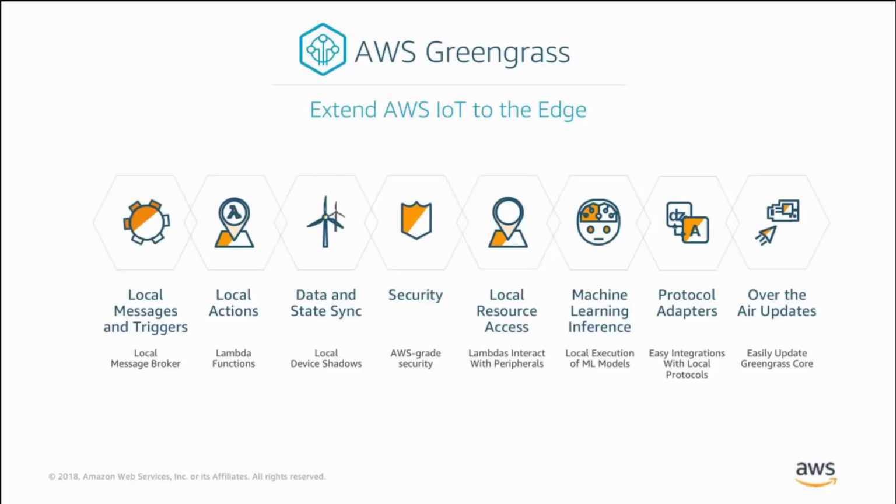Machine learning, which we've talked a lot about, is around taking models you've trained in the cloud and having them run at the edge. Protocol adapters make it easy for people to take legacy protocols and industrial protocols and convert them to internet protocols so that you can get your data to the cloud. And all of this is supported on the Greengrass core, which is the runtime software that Greengrass is deployed with, and that can be updated over the air at any time so that you're always at the latest version for performance, security, and features.